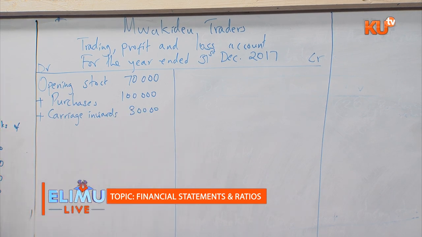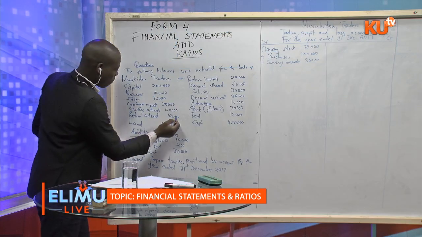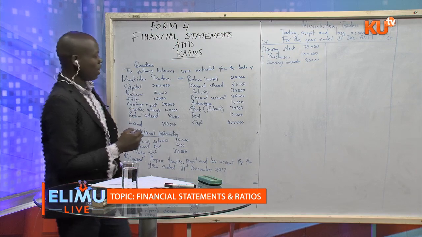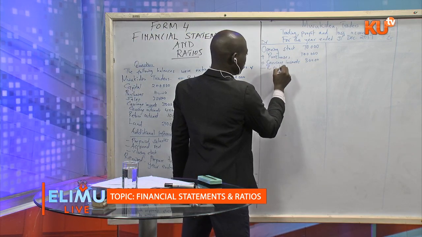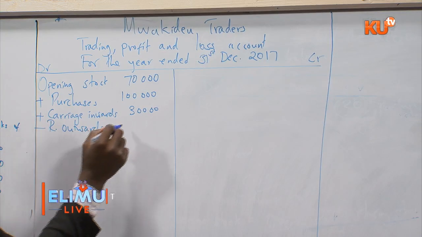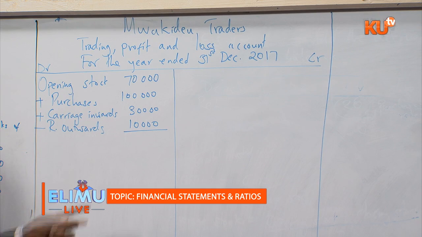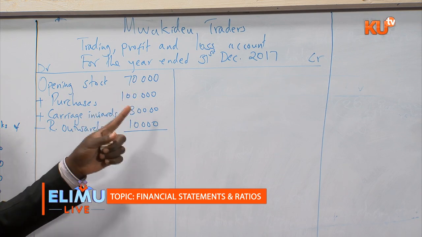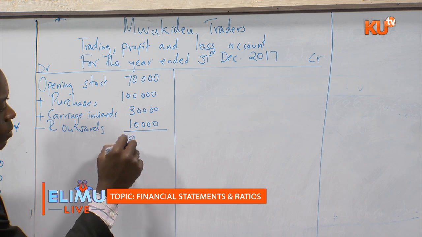Number four, do you have purchases returns or returns outwards? From Mwakideu's balances, we have purchases returns, 10,000. So we subtract returns outwards or purchases returns, that is 10,000. Now let's work this out. This is 70, 170. This is 200 minus 10 gives us 190,000.